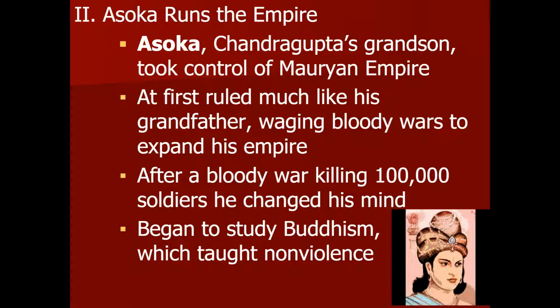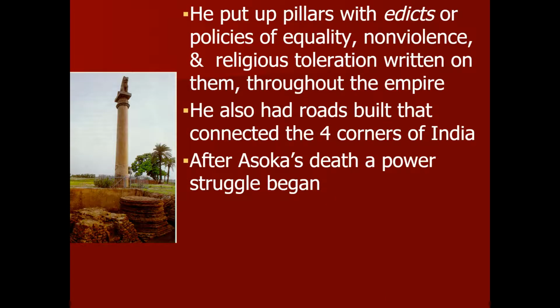So, when Chandragupta dies, Asoka, his grandson, takes control of the Mauryan Empire. At first, he rules much like his grandfather, waging bloody wars to expand the empire. But after one particularly bloody war, which kills some 100,000 soldiers, he changes his mind and begins to study Buddhism, which preaches nonviolence. And he puts up these pillars with edicts or policies or laws of equality, nonviolence, and religious toleration written on them throughout the empire. He also has roads built that connect the 4 corners of northern India where his empire is.